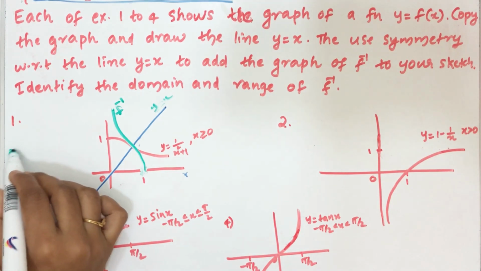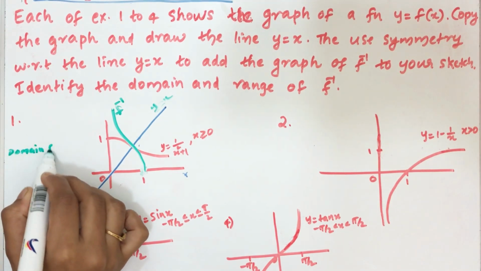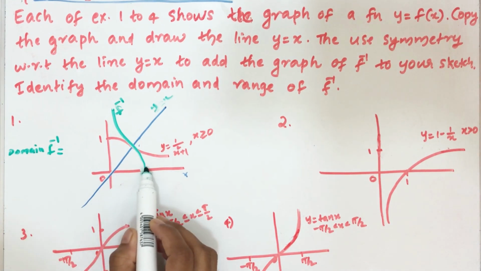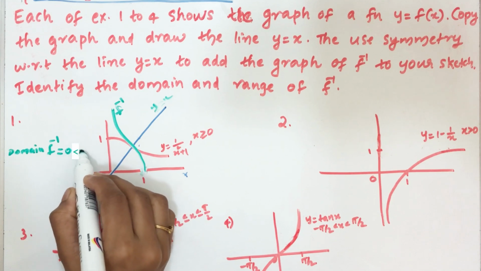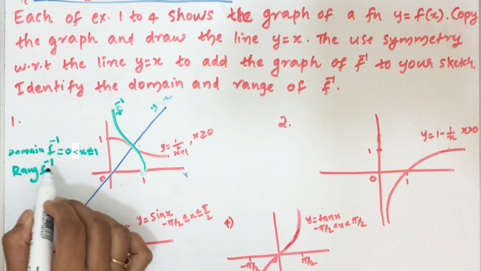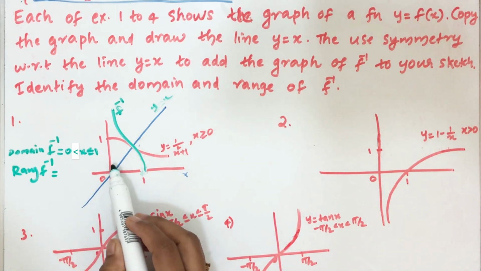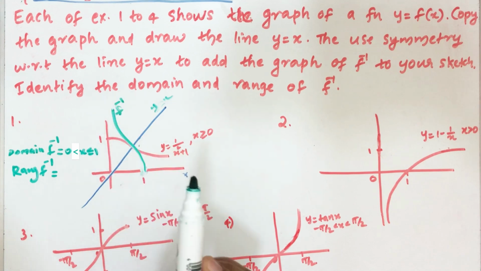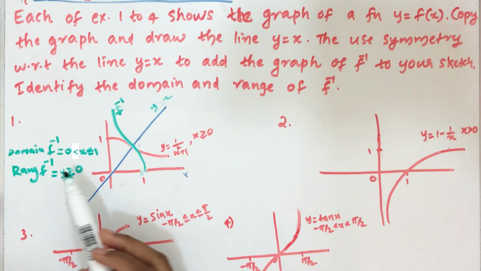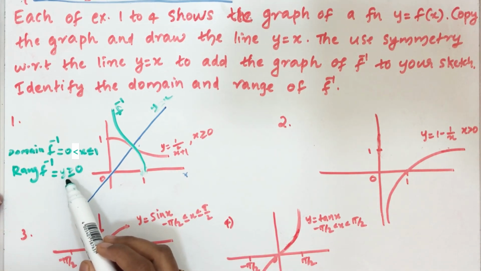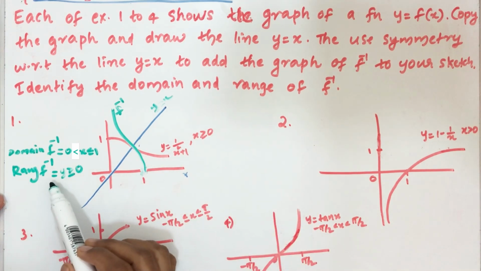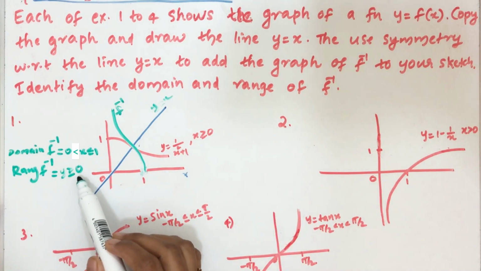We can write the domain of f inverse. Domain of f inverse is, see the x-axis, 0 to 1. 0 less than x less than or equal to 1. And range of f inverse is, see the y-axis, y greater than or equal to 0. So this is the domain and range, or we can say the range of f inverse is the domain of f. Here the domain of f is x greater than or equal to 0. So the range of f inverse is y greater than or equal to 0.